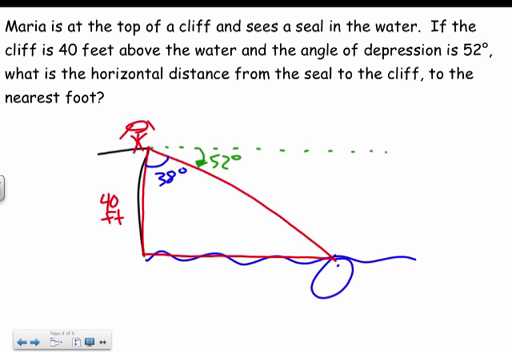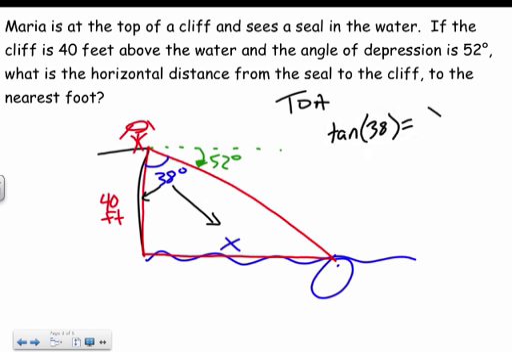Okay? Well, we know that it's 40 feet tall. We're looking for the horizontal distance. So we're looking for this distance, which is x. Same thing, find what trig ratio you want to use. Okay, we're looking at the angle of 38. I'm looking for the opposite, and I know the adjacent. So same thing, we're using our tangent, our TOA. So let's go ahead and get this set up. So we got the tangent of 38 degrees equals opposite, which is x, over adjacent, which is 40.